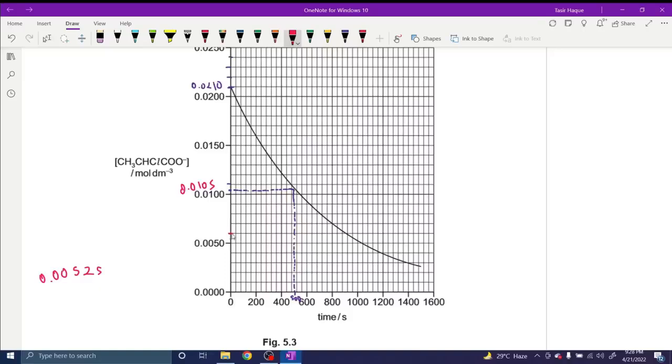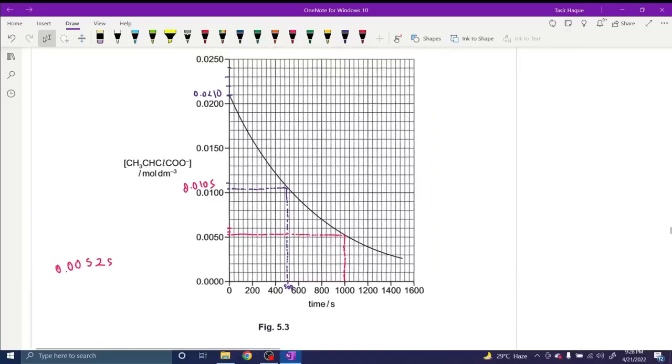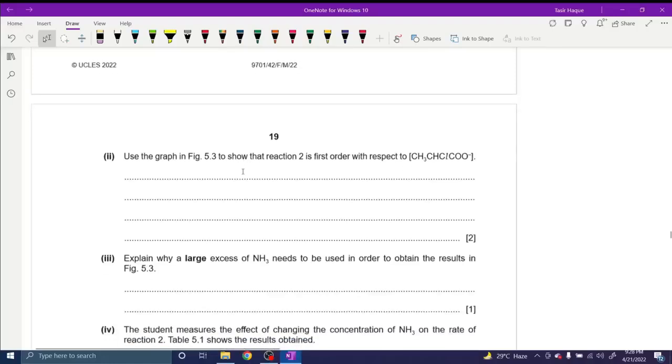So where is 0.00525 going to be? This is 0.006, this is 0.0055, so 0.00525 is going to be here, a quarter of the initial value. We are hoping that this is going to be at approximately 1000 seconds, and it is. It is exactly there. So the half-lives are constant at 500 seconds. So it is first order with respect to the carboxylate anion.